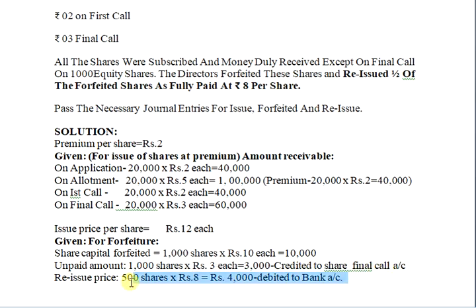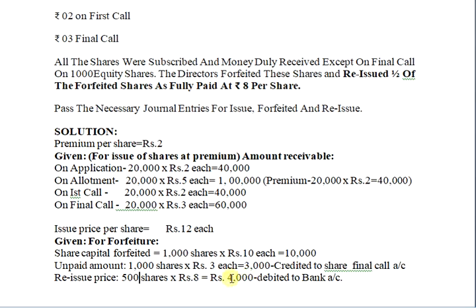Reissue price. While reissuing, we should be careful because we are reissuing only how many shares? 500 shares, since 1000 shares are forfeited. Out of the 1000 shares forfeited, we are reissuing half, that is 1000 into half, which becomes 500 shares. We are reissuing them at the price of 8, so it becomes 4000.